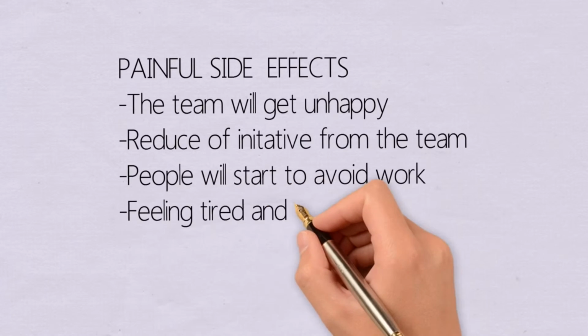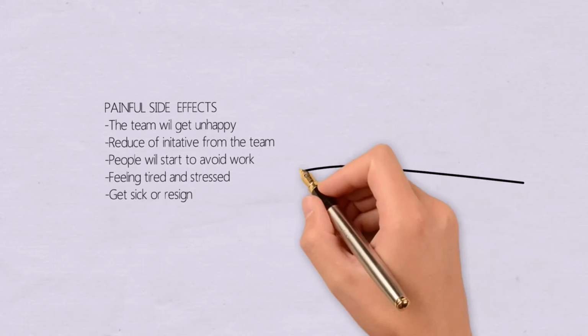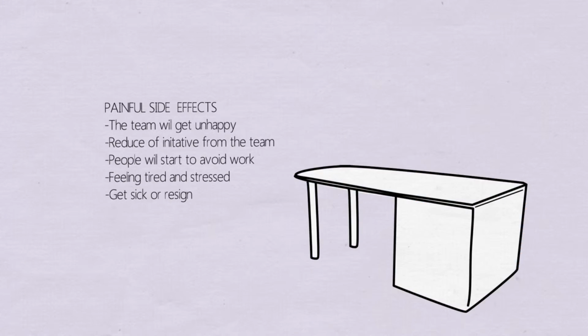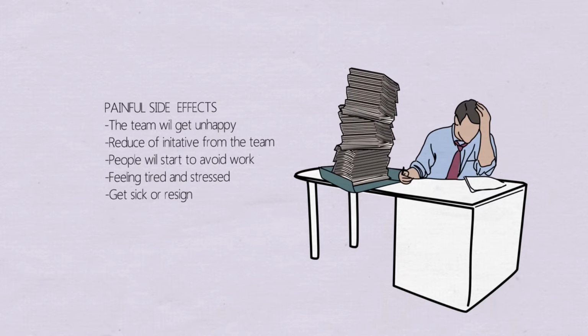The team will get unhappy, the initiative from the team will be reduced, people will start to avoid work, everyone will get tired and feel stressed, and eventually people may get sick or resign. If we look at the other example, there is also a risk that the workflow will be higher than the pace for the administrator, and that means that no matter how fast he or she works, the pile of assignments will not diminish, but instead increase. As a manager in this situation, you will get a big challenge in maintaining the team's motivation.